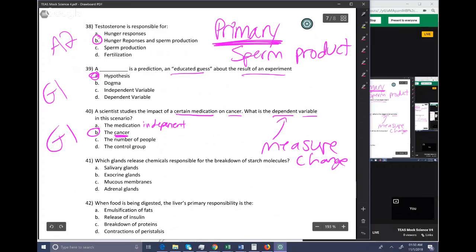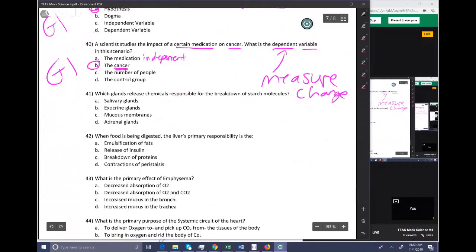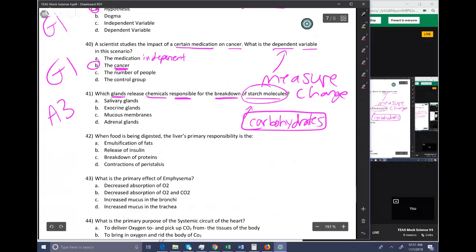Which glands release chemicals responsible for breakdown of starch molecules? I've had this question from a couple of students recently. This is Anatomy 3. The point that I want to make in putting this question in here is, don't forget that starch is another way of saying carbohydrate. It's one of the specific types of carbohydrates out of the 3 or 4 possible types. So carbohydrates are sugar molecules. Same with starch. Starch is complex sugar.